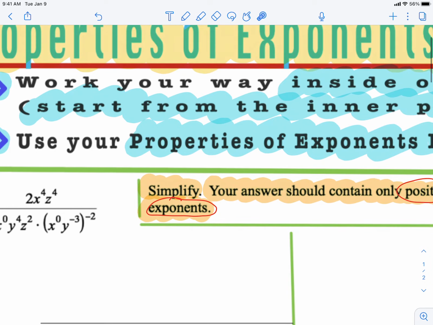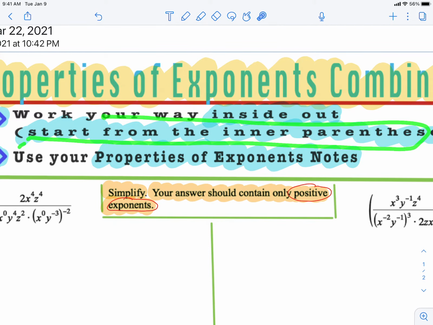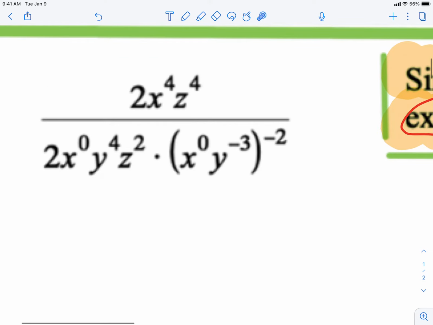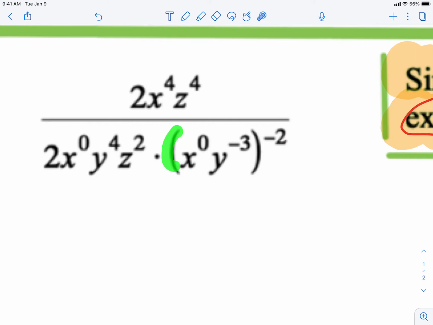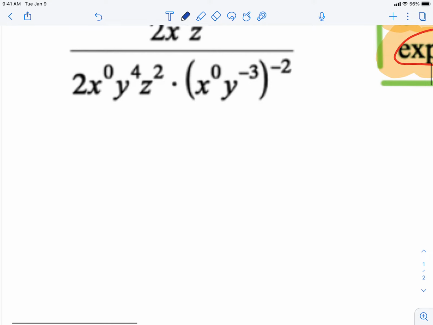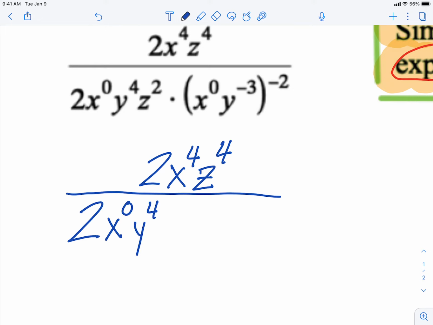Remember, we start inside out, from the inner parentheses. Here the inner parentheses is this right there. Since I have a parentheses, like in the last lesson, we're going to multiply this negative 2 times 0 and this negative 2 times negative 3. Let me rewrite my whole fraction: 2x to the 4th, z to the 4th, and on the bottom 2x to the 0, y to the 4th, z squared.